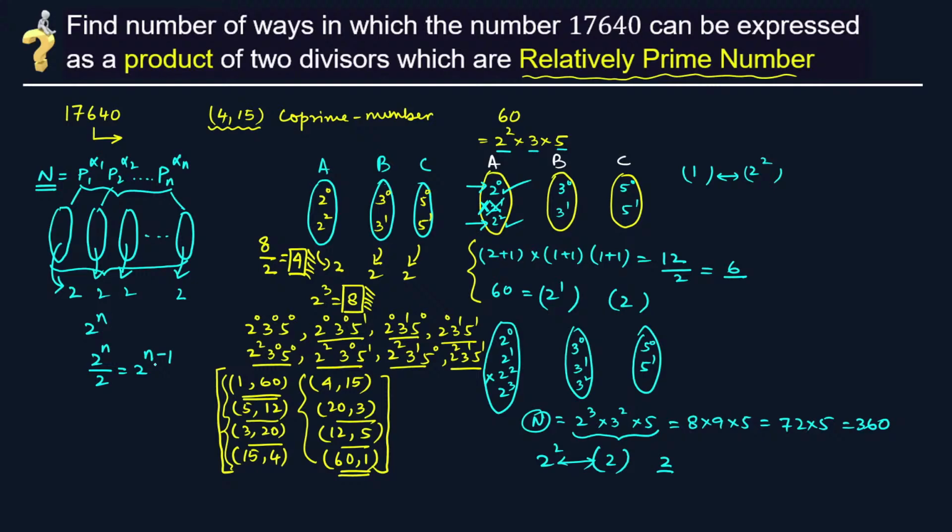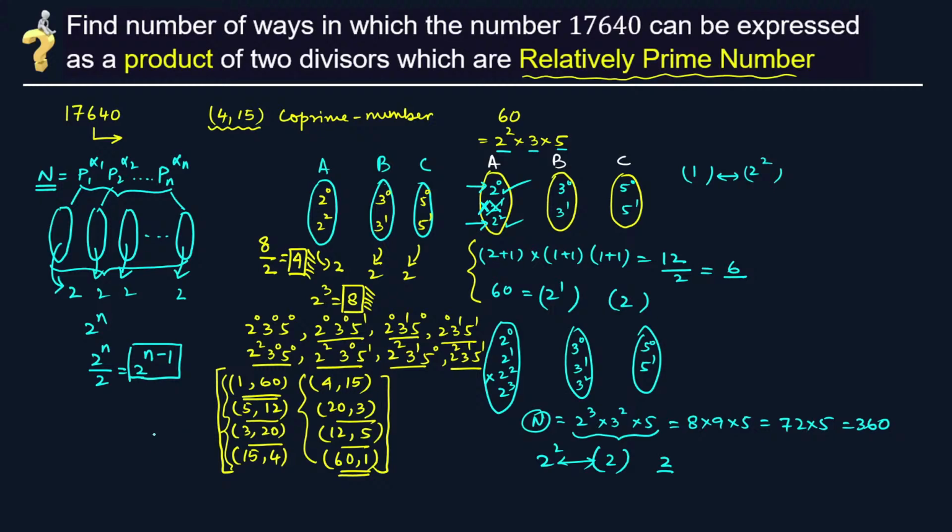So here n is nothing but the number of primes involved in prime factorization of the number. Yes or no? Okay. So we will remember this from now onwards. We have first understood the logic, and now we are going to remember this formula.